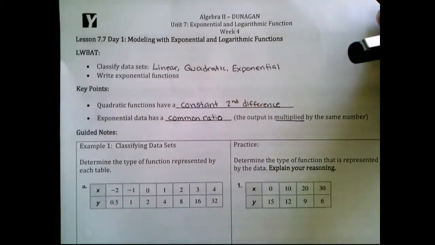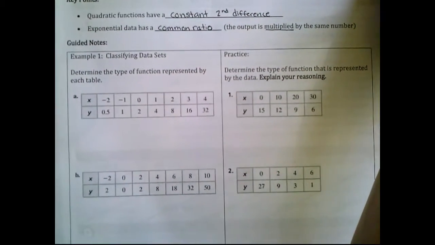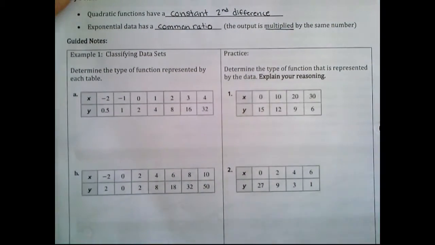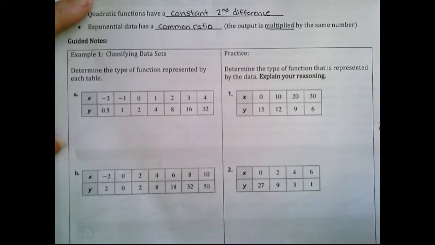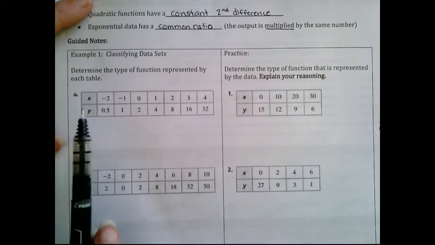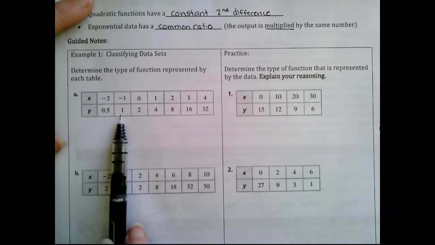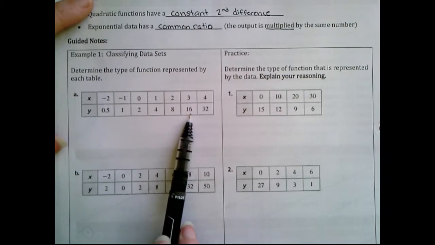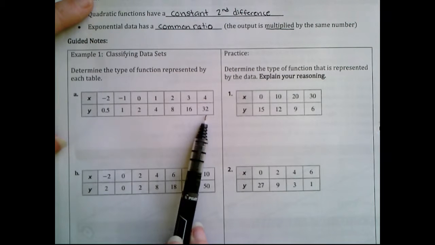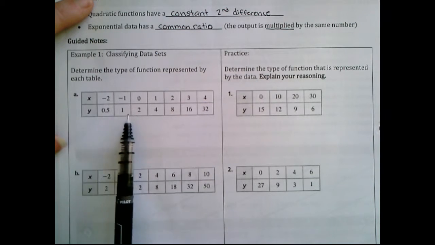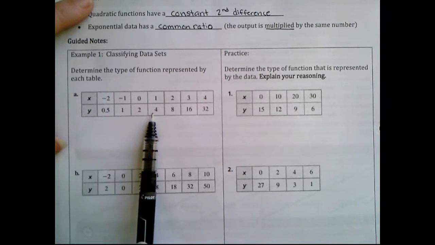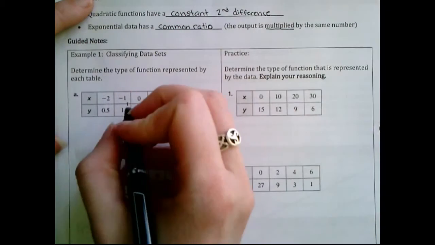So for example 1, we're classifying our data sets. It says determine the function represented by each table. So what I'm going to do is try and look for some patterns here. I'm like, okay, it goes from 0.5 to 1, to 2, to 4, to 8, to 16 and then to 32. So as I'm looking at this, I'll notice, hey, that's times 2. Oh, that was a times 2 all the way down.